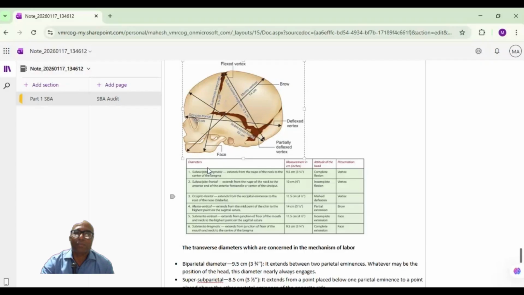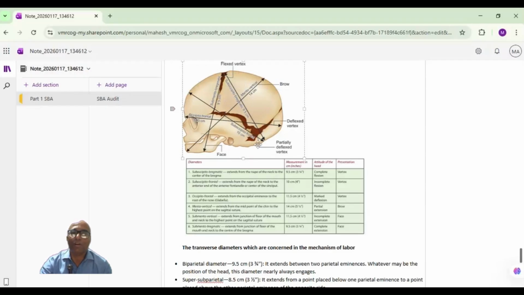You have the suboccipitobregmatic, which extends from the nape of the neck to the center of the bregma. In the vertex presentation, you get a well flexed vertex. You have a 9.5 centimeter suboccipitobregmatic diameter.